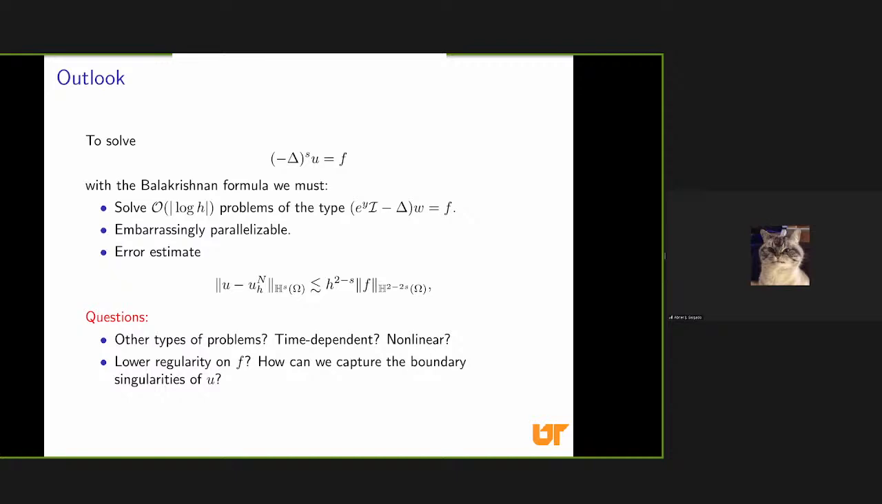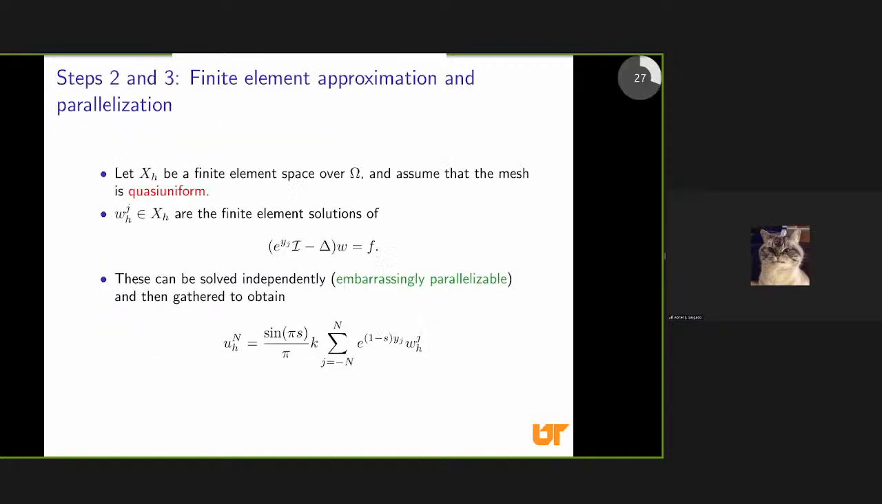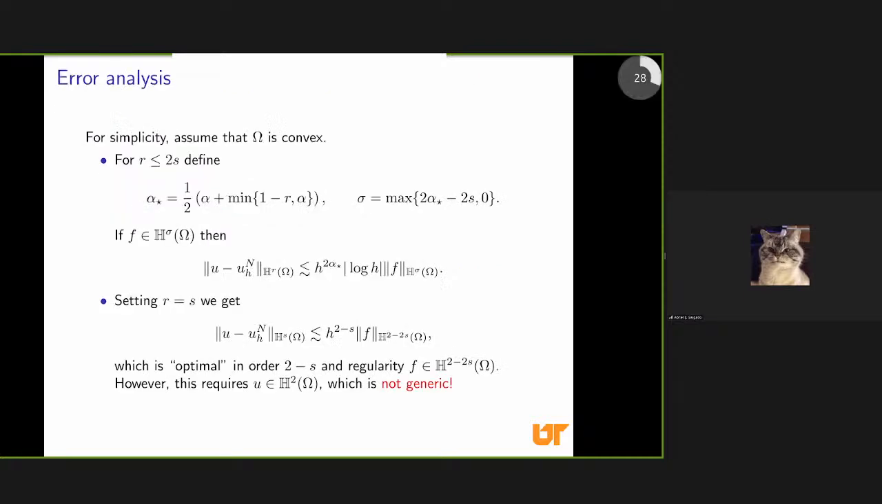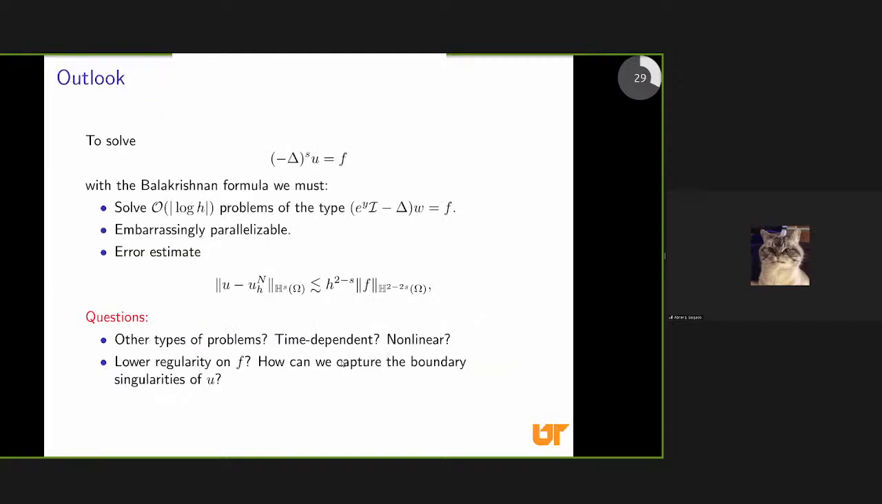Because, and I skipped this, but I can rewind a little bit, the analysis of this approach is done assuming that your mesh is quasi-uniform. At some point, you need to apply inverse inequalities, and if your mesh is not quasi-uniform, things don't go well. And as I mentioned before, there is an algebraic boundary singularity that will always appear no matter what you do. So it's not so clear how to capture the boundary singularities of the solution in this approach.